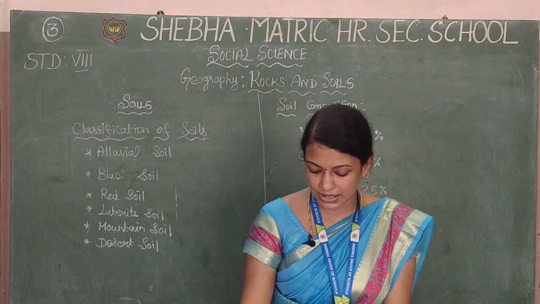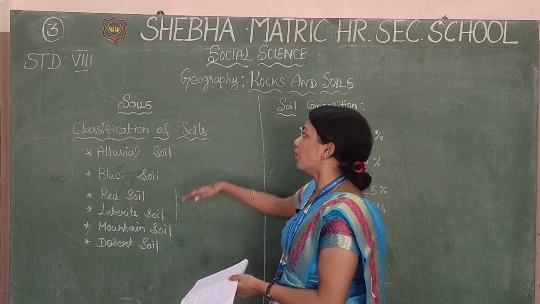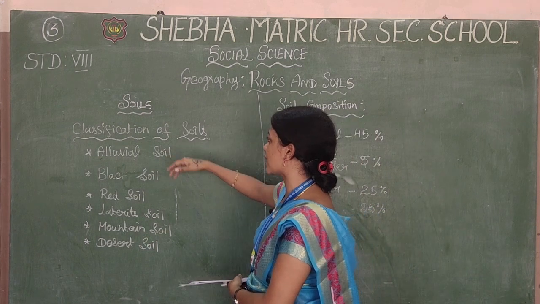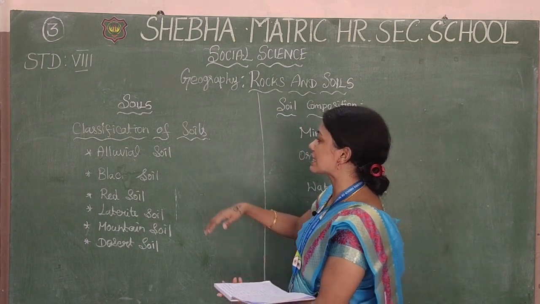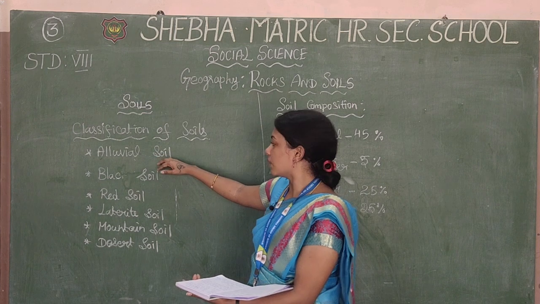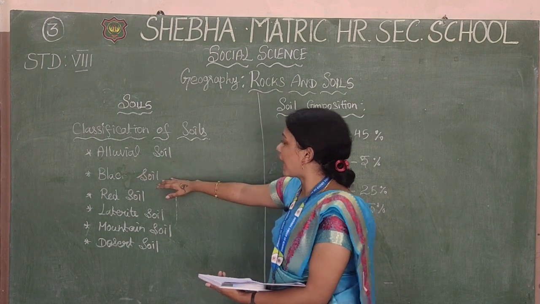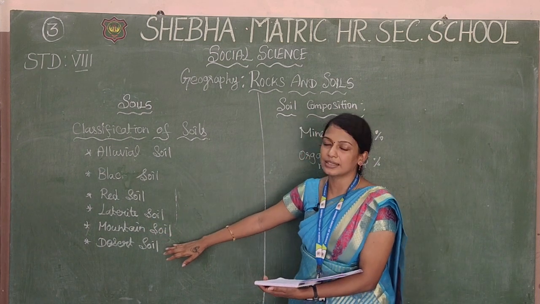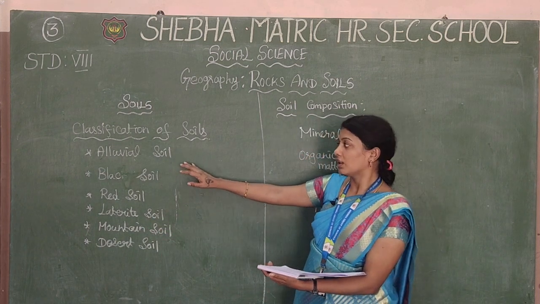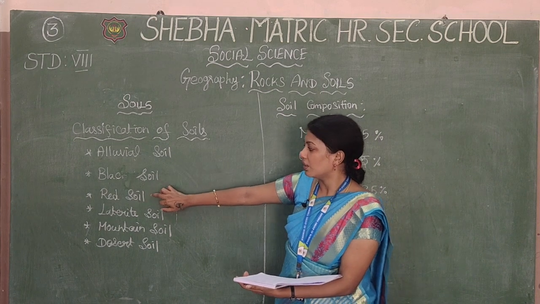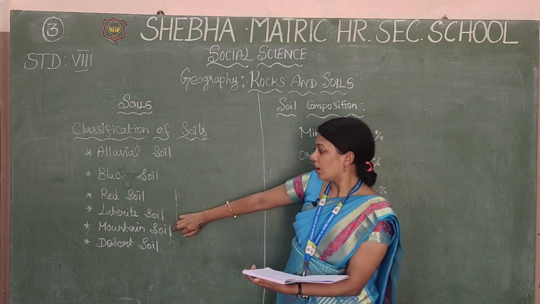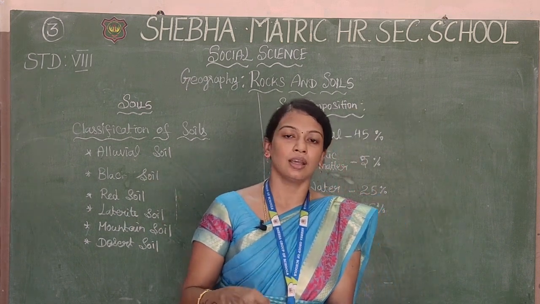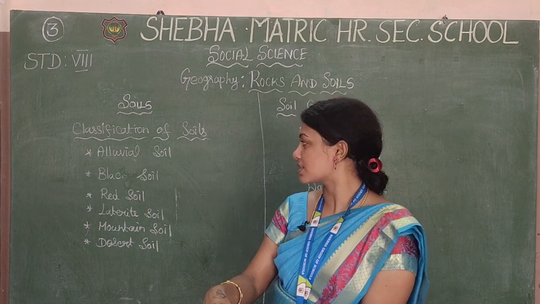So next we are going to see the classification of soils. Classification and types are the same. So we are going to see the classification of soils. We have 6 types of classification here: alluvial soil, black soil, red soil, laterite soil, mountain soil and desert soil. So there are 6 types of soils. I will just tell you the explanation for those soils.